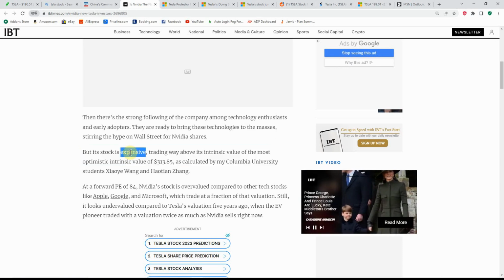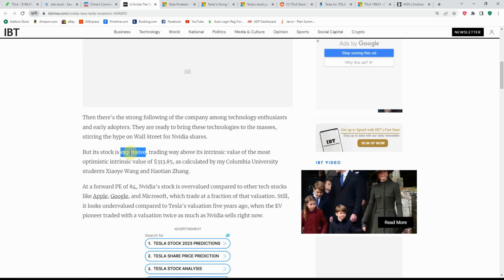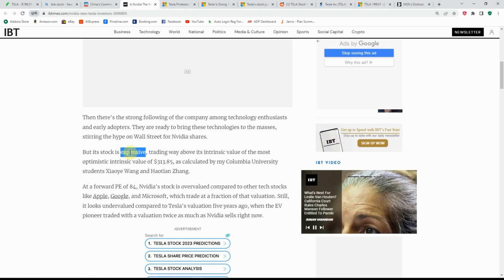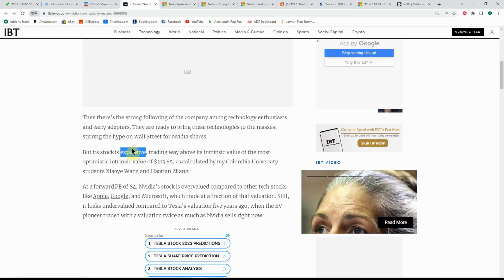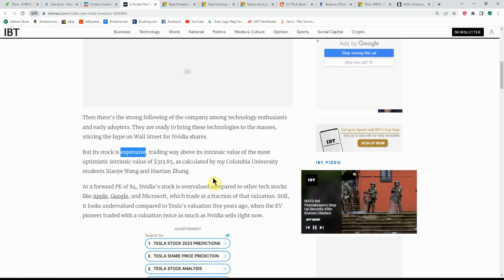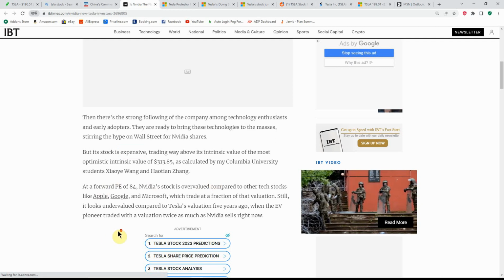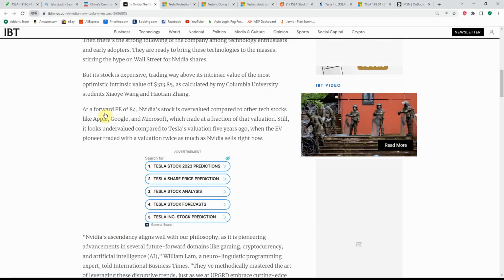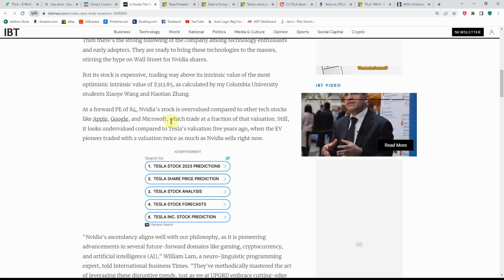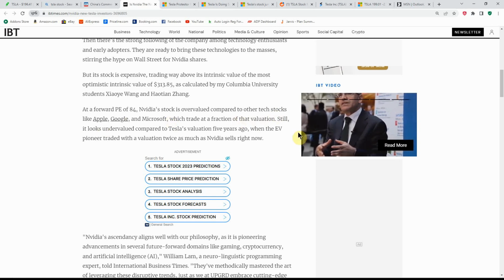It's a pricey stock like Microsoft and NVIDIA. That's why I don't have much NVIDIA, because it is a pricier stock, but as you can see what it's been doing lately, and like I said, I'll be doing a video on it later. Last week, I believe Thursday, it went up $80 after hours, so expensive or not, you still get a pretty decent return. But at a forward PE of 84, NVIDIA stock is overvalued compared to other tech stocks like Apple, Google, and Microsoft, which trade at a fraction of the valuation.